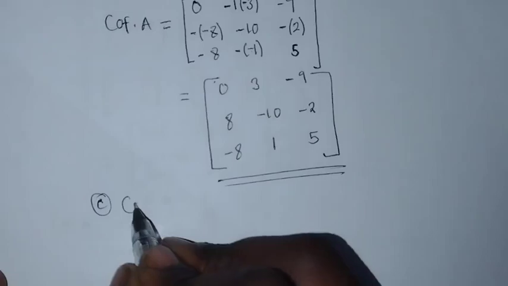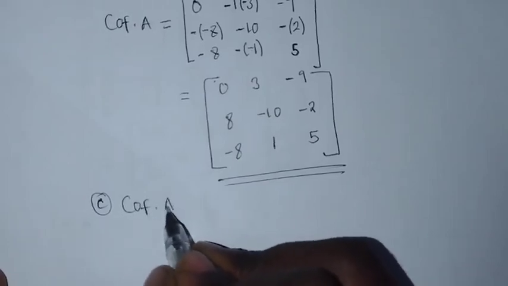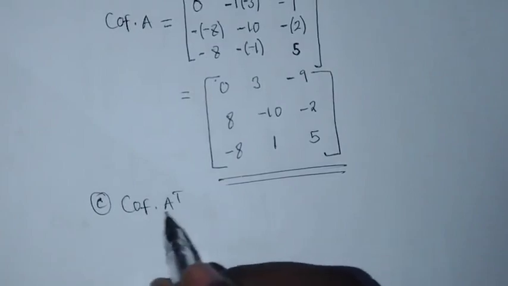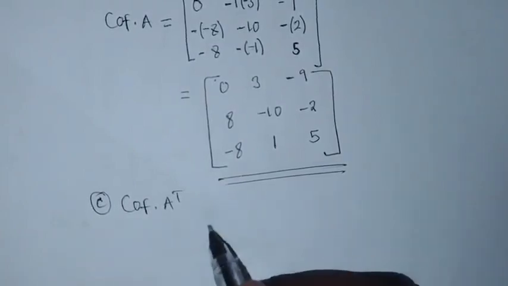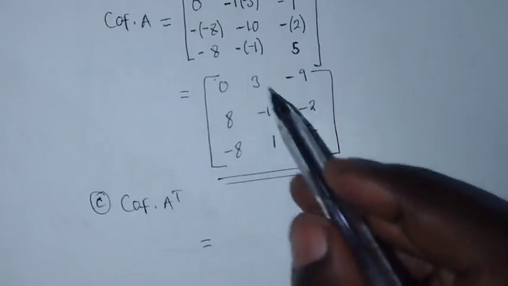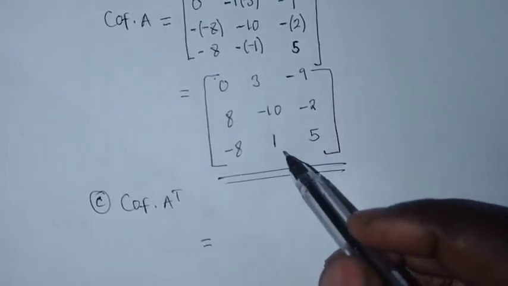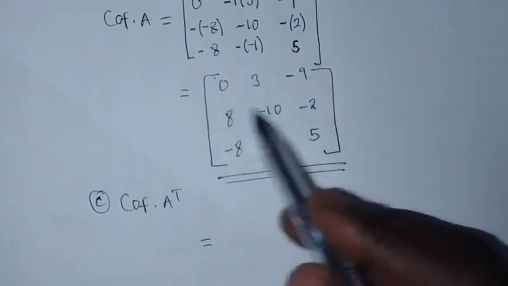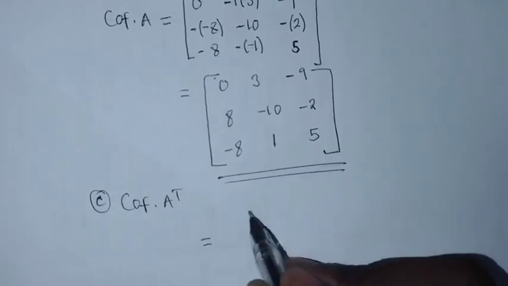Now, after finding this cofactor of matrix A, we come to our question C, where they said we should find the transpose of the cofactor of matrix A. So, how can we find the transpose of the cofactor of matrix A? So, for this one, since the cofactor of matrix A is this one, we just need to transpose. The rows will become the columns. So, row 1, row 2, row 3. It will be written like this.